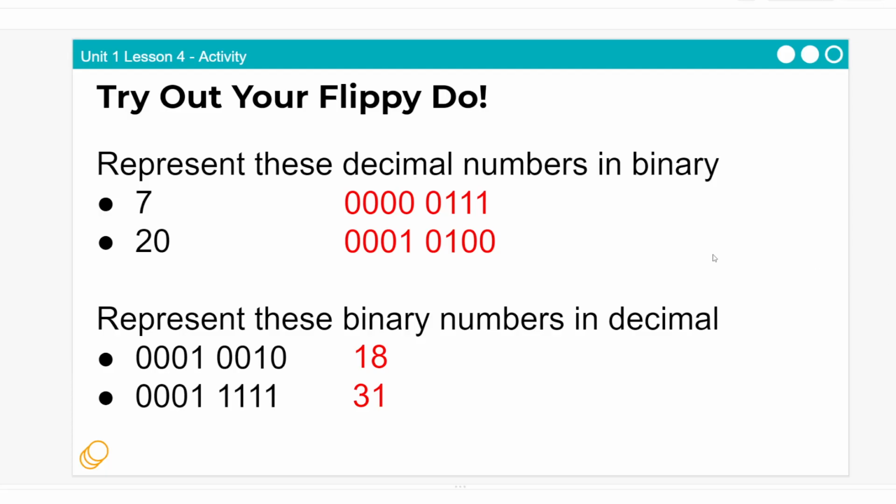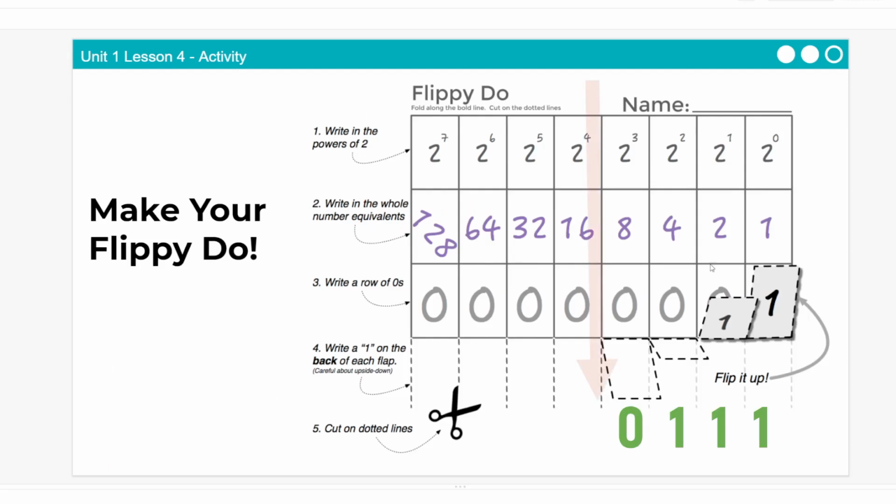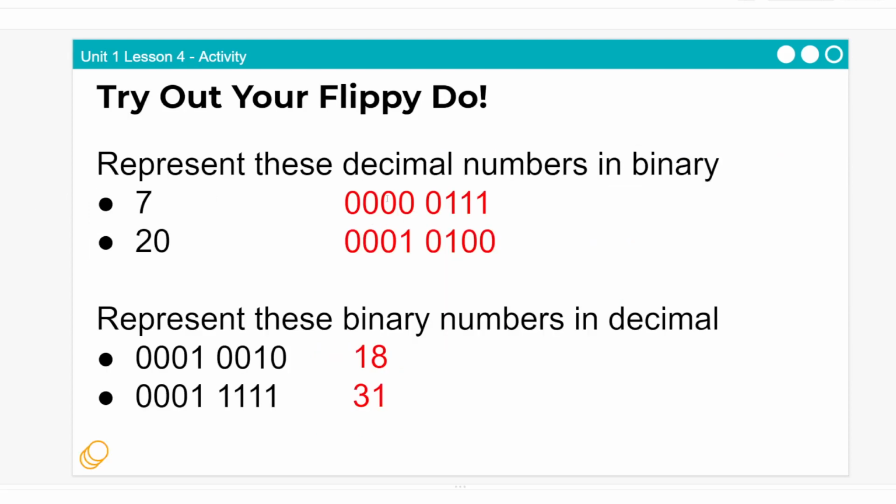Here's just another representation of that. Again, if we wanted to represent the number 7, looking back at our chart, if we add 4 plus 2 plus 1, 1, 1, 1, that gives us 7. And if you look right here, that's exactly what I have. We have the reverse down here.